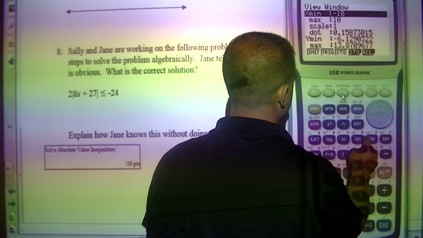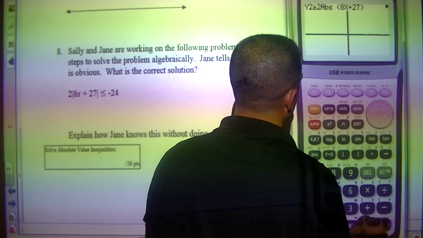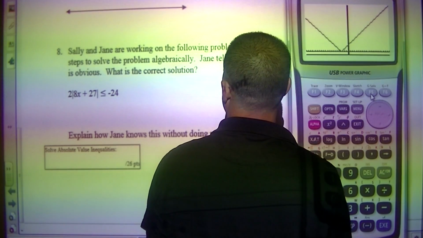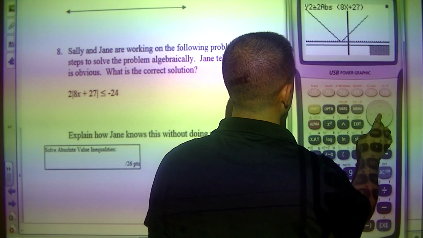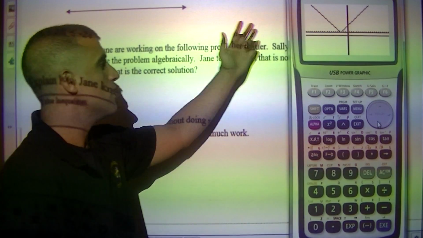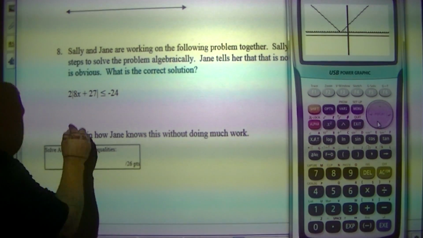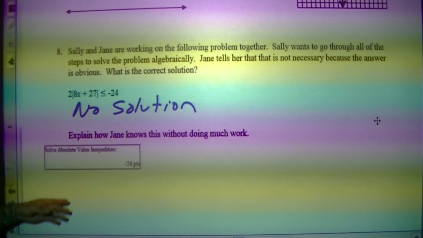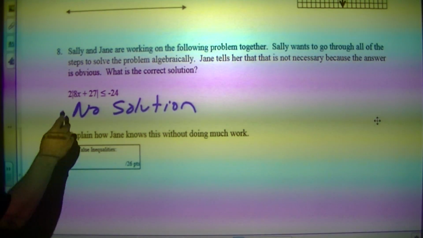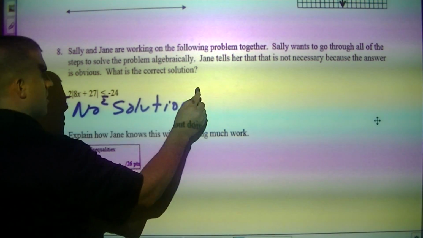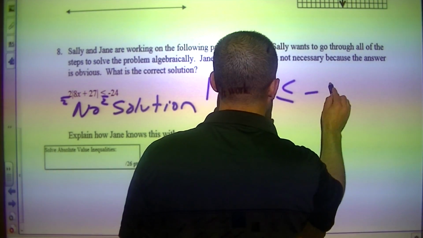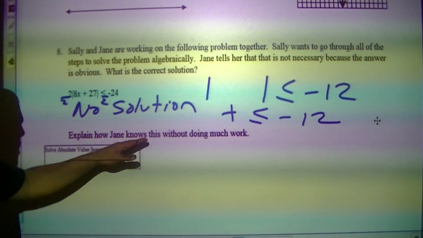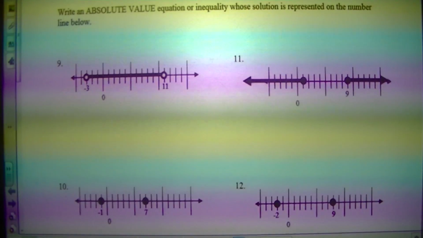Let me zoom out, enter, Zoom. Zoom Auto also works. As you can see, they went to shade it and there's no common intersection there. So this is no solution. The other thing you can know is that if you move over the 2, you get an absolute value being less than -12, which is always going to be a positive number. Can an absolute value ever be there? No, that's why it's no solution.